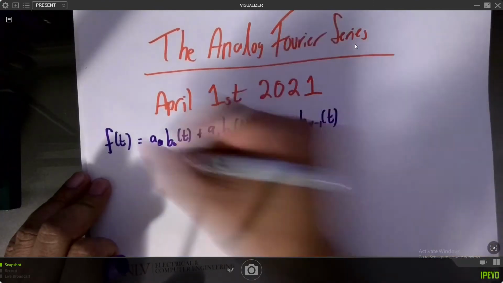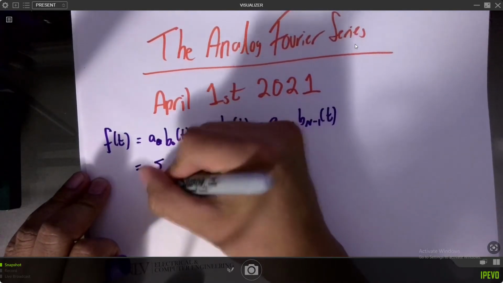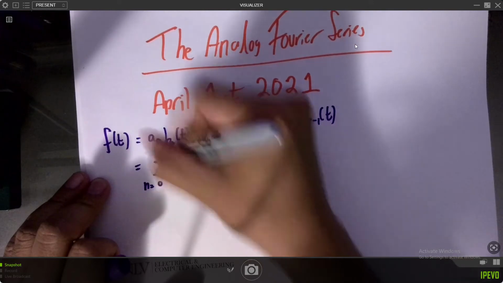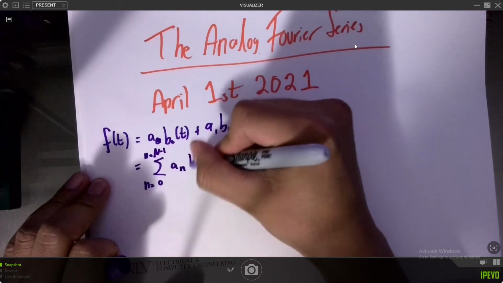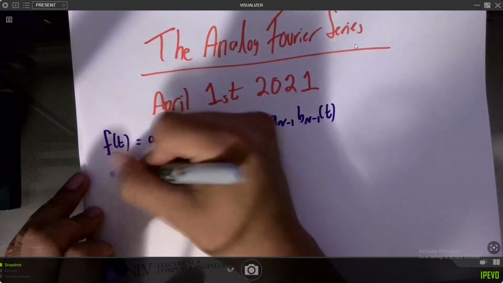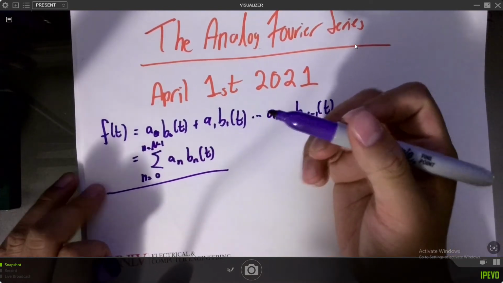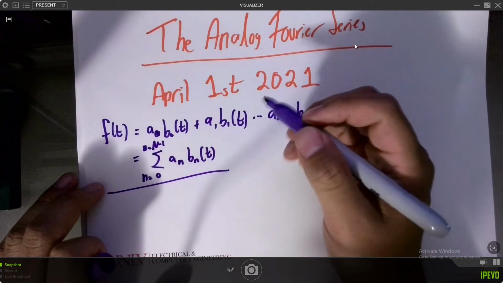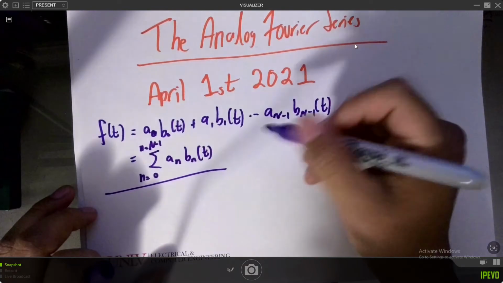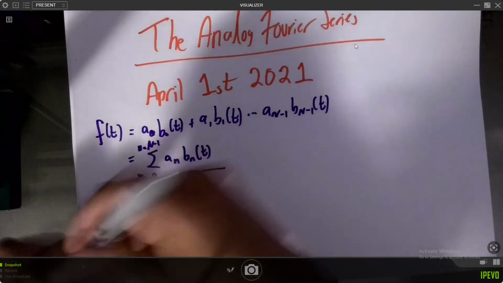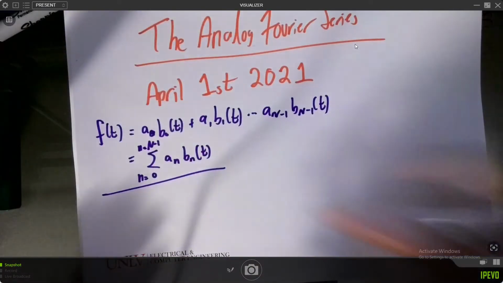And this is general, actually. This is the series, from n equals 0 to n minus 1, of alpha n times b of n of t. And this is your generalized Fourier series. But for the exam that you're going to be seeing, we want to know the exponential Fourier series, which I'll define with a different marker, my orange marker.